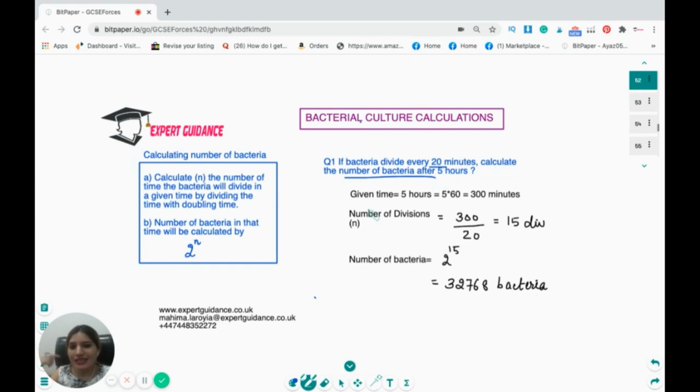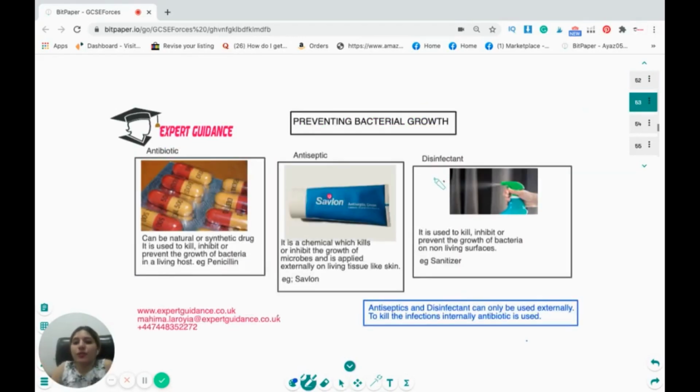Now first, let's see in 5 hours, how many minutes are there? 300 minutes. So the bacteria is dividing every 20 minutes. It means that in 300 minutes, it will do 15 divisions. And the formula for the number of bacteria after each division is 2 to the power n, where n is the number of divisions. So if we do 2 to the power 15, we'll get 32768 bacteria in 5 hours. That's a big number.